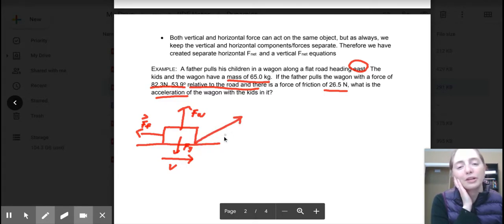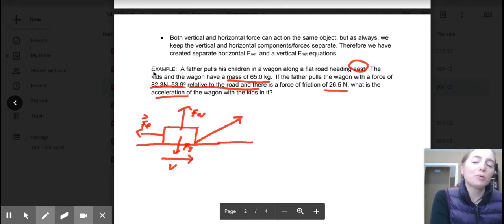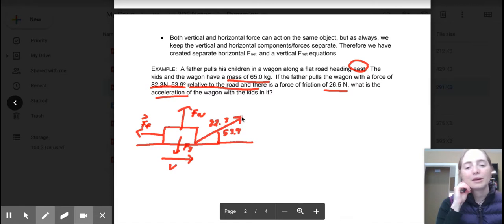is that our applied force is now going to be at an angle. So the father is pulling on the wagon, but he's applying that force upwards at an angle. So the 82.3 newtons is now here at this angle. Okay. The angle is our 53 degrees. I'm just going to extend this arrow a little bit, so that way it'll be easier for us to make our triangle a little bit later.